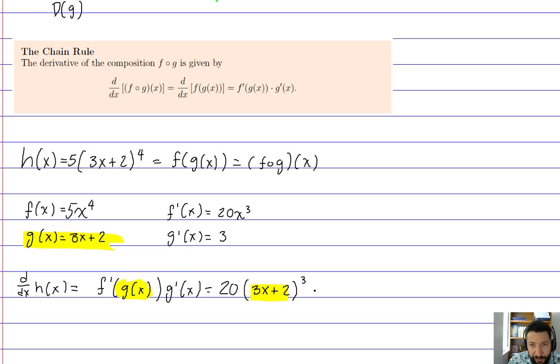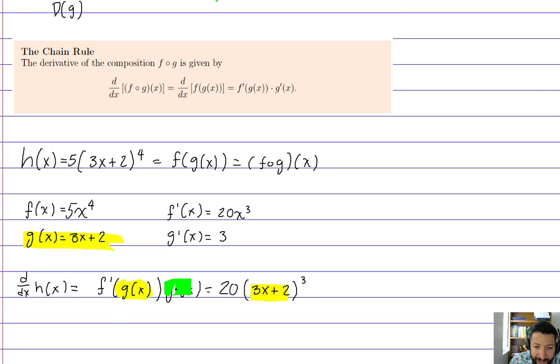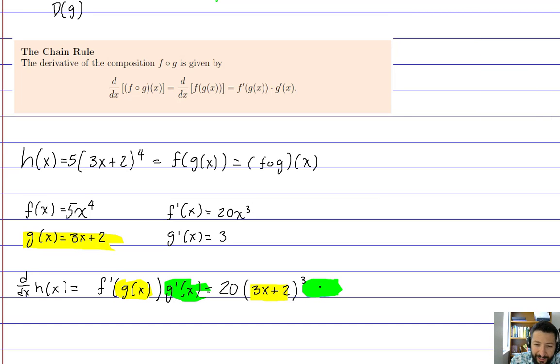Now, the difference comes from the fact that I didn't have just x here, I had 3x plus 2, so I need to pay a price for using the rule for it. I think about it as a tax, and that tax happens to be g prime. In this case, it would be times 3, which is g prime.